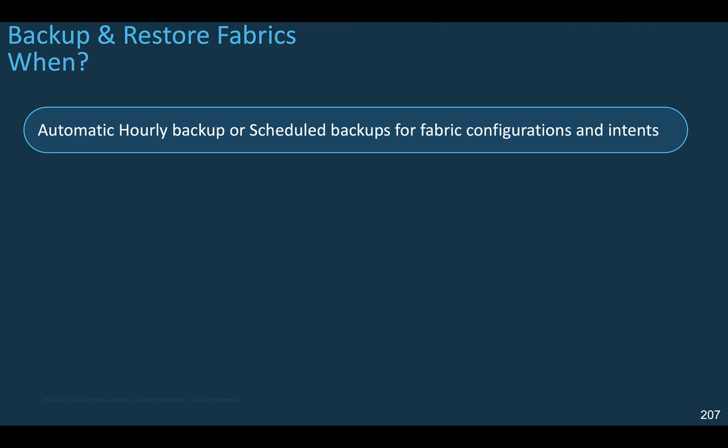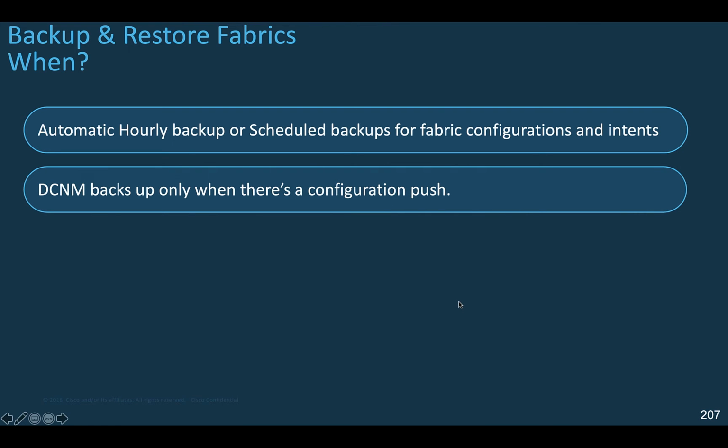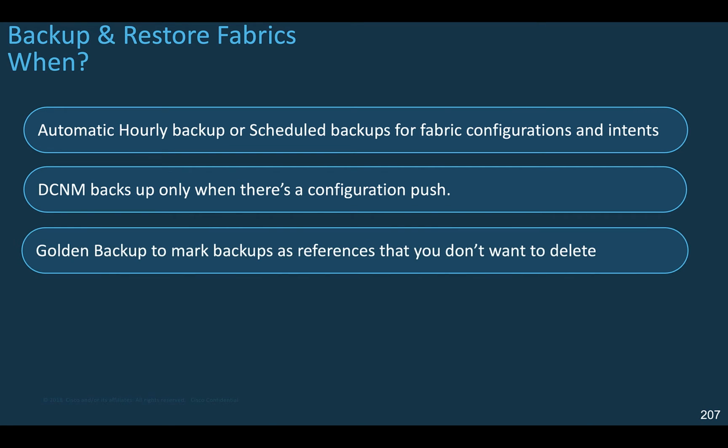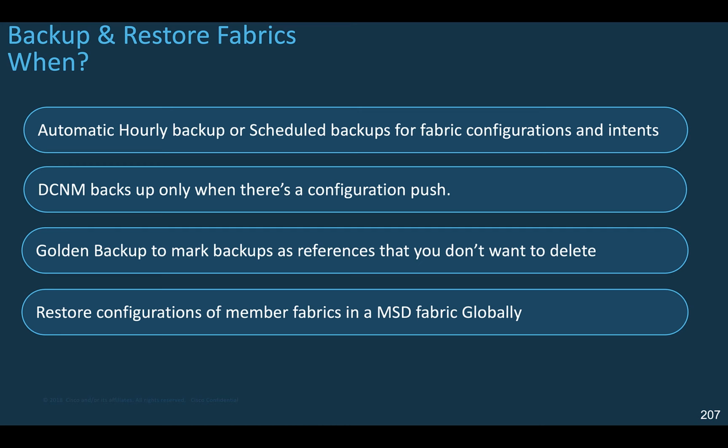There are two types of automatic backup for the fabric configuration and intent. Either you enable an hourly backup or you schedule a fabric backup at regular intervals. DCNM backs up only when there is a configuration push. DCNM triggers the automatic backup only if you didn't trigger any manual backup after the last configuration push. And you can mark one or multiple backup as a golden backup if you wish to keep a kind of reference configuration to restore in case of a critical outage, right? And when fabrics are members of a multi-site domain, DCNM backups and restore all fabrics.